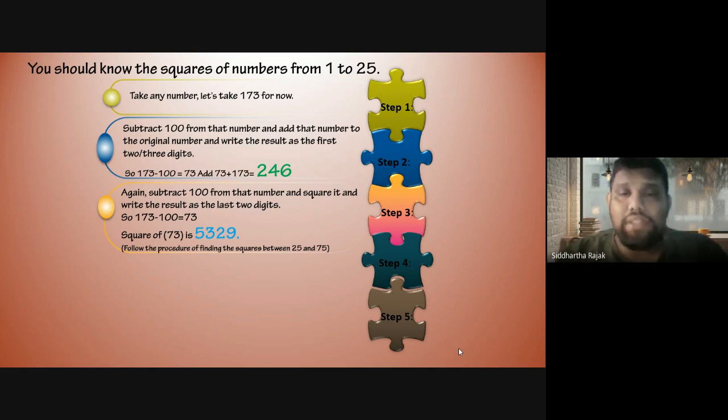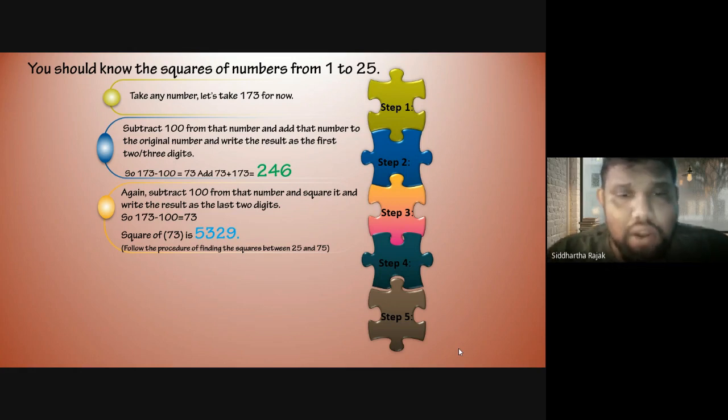But as we placed numbers in the previous two slides, the number should be 2465329, but that will be a very big number. It will be a 7-digit number, right? So if we square 173, I'm pretty sure it's not going to be a 7-digit number.